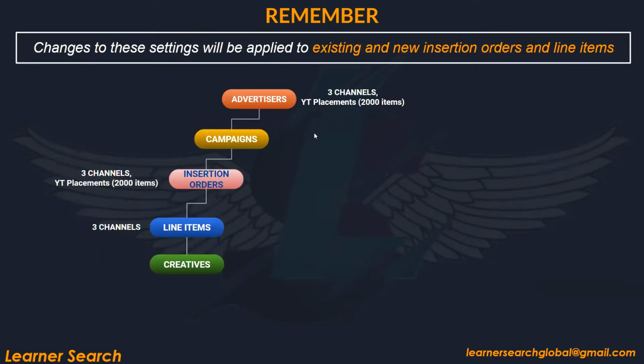Let's assume I have given 3 channels. I excluded 3 channels and YouTube placements of 200 items at advertiser level. Whenever a new insertion order is created, these 3 channels will already get excluded. When a display line item is created, these 3 channels show as exclusion. In the exclusion list, these 3 channels are available. For YouTube placements, the exclusion list is available only for the YouTube lines.